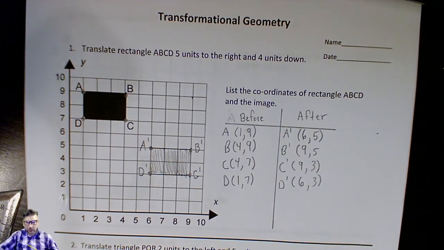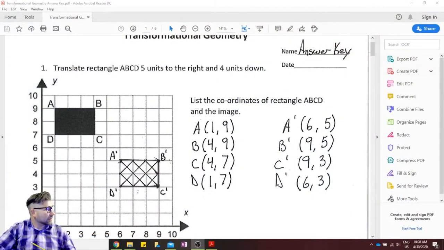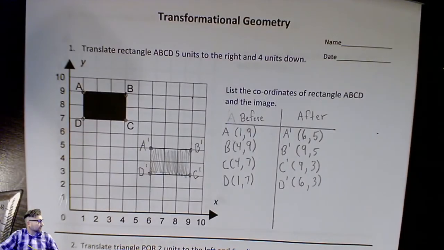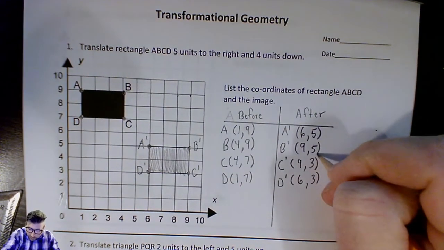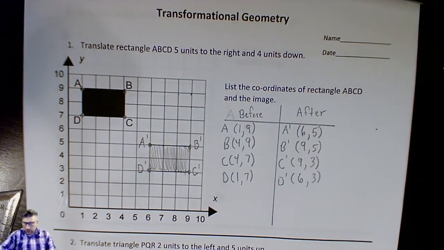So this is the correct answer. I'll even show you the answer key here. Did I get the correct answer? I did get the correct answer. I can look at all my work. So A 6,5, B 9,5, oop, I forgot my bracket, C 9,3, and D 6,3.